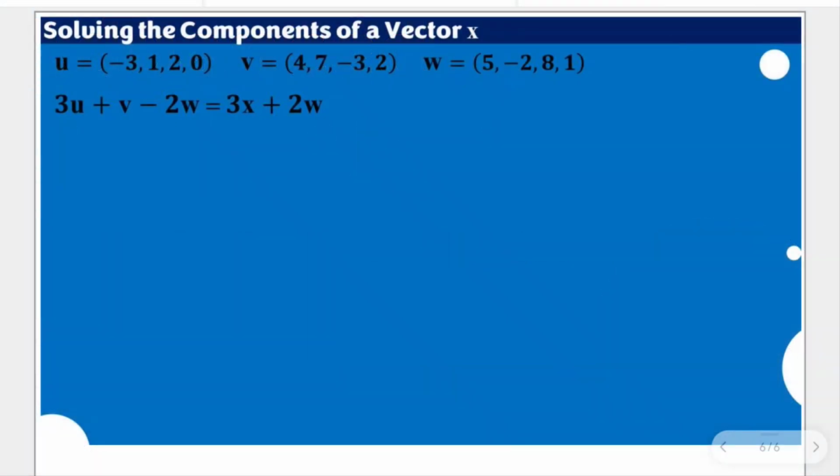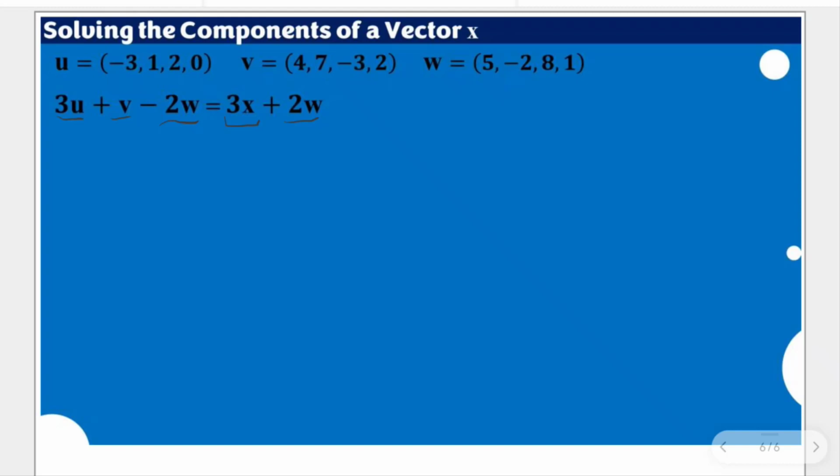Now, we are to solve for the components of a certain vector x given this equation here, and the given vectors u, v, and w with their corresponding components. So we can actually work on this. This is already given, and this as well, and this as well. But this entire expression here is dependent on the components of vector x, which will make the entire equation true.